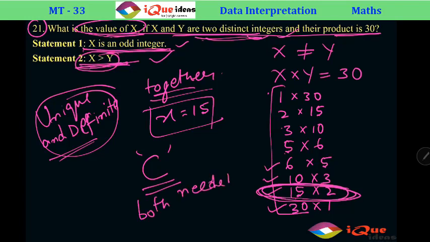Right? None of them was alone sufficient to answer the question. Okay. So just be careful how you are getting the answer, that is more important. Which statement is capable of giving the answer, that is more important. So the answer of the question is C option. Okay. Now the next one.